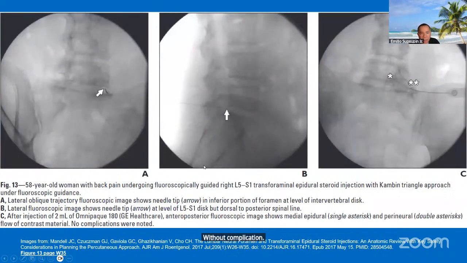Here you have the Kambin triangle approach, and you can see placement of the needle at the level of the disc. Here on AP and oblique AP, the needle is placed posterior to the posterior spinal line. And again, you can see spread of the concoction in the epidural space and the perineural space.